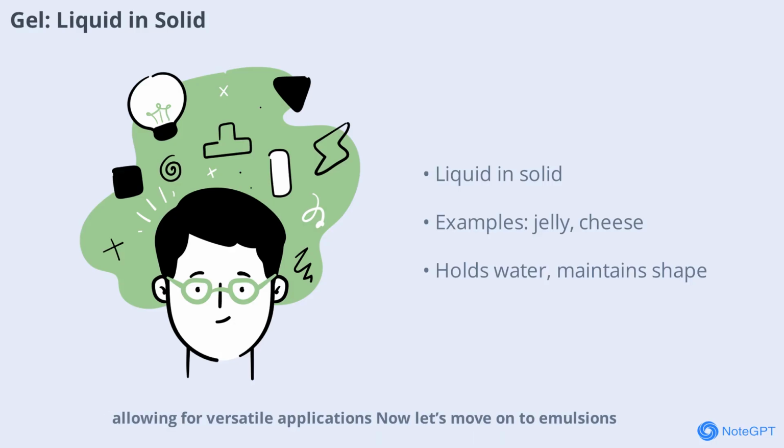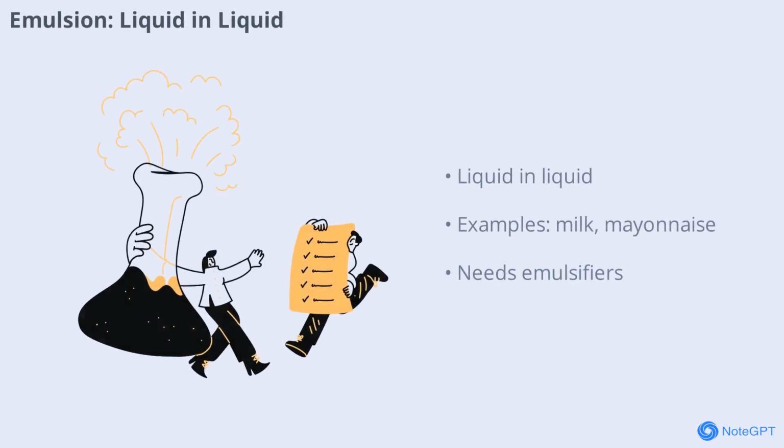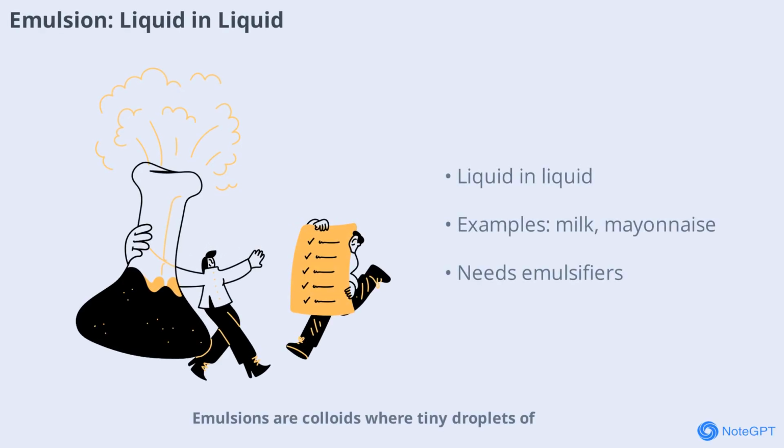Now let's move on to emulsion. Emulsions are colloids where tiny droplets of one liquid are dispersed in another liquid. Milk and mayonnaise are classic examples. Emulsions are often unstable and require emulsifying agents to prevent separation. These agents, like lecithin and egg yolk, help keep the droplets suspended. Emulsions are essential in food, cosmetics, and pharmaceuticals, providing texture and stability. The science behind emulsions is key to creating products like salad dressings and lotion.